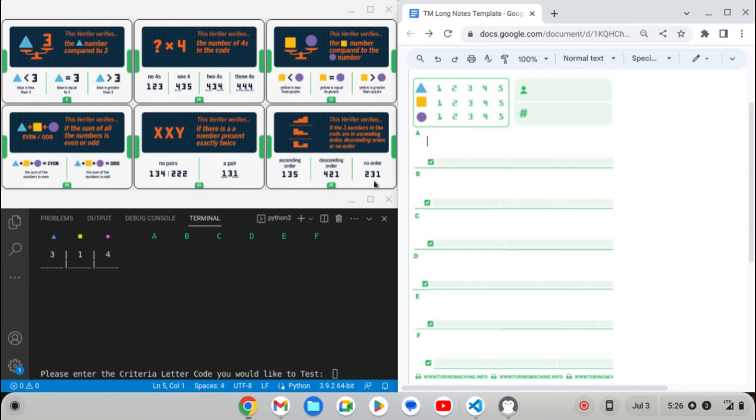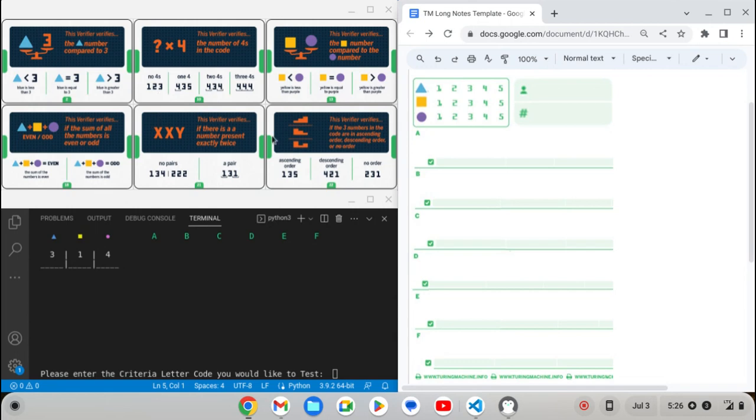So look at the example 231. You see that it increases from 2 to 3, but then it decreases. It goes down from 3 to 1. So that shift from increasing to decreasing, or vice versa, it could be a decreasing then increasing, is one way to define that the solution has no order. And remember, the objective of today's puzzle is that we're supposed to find this unique 3-digit solution that abides by all of the 6 criteria cards we just discussed.